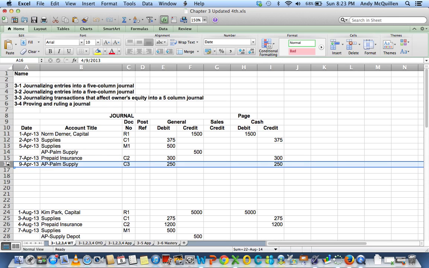And the last transaction in 3-1 and 2 is paying cash on account to Palm Supply, $250, C3. Accounts payable, Palm Supply. We are now going to pay down on the account. Our cash is going to be credited, $250, and Palm Supply is going to be debited, $250.